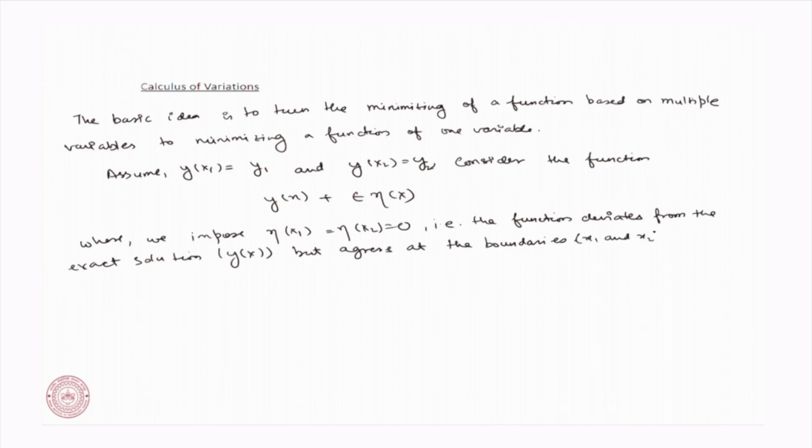So, our function, the net outcome, is varying by this epsilon eta x from the exact solution, that is y x. However, at the boundaries, where we know, say, plus minus half was our boundary earlier, we know the exact values. So, in that case eta x is equal to 0, and we have to modify or find our system based upon this epsilon and eta x.